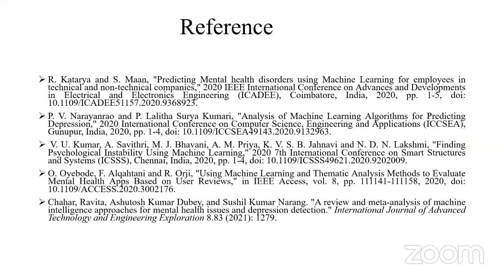Here are some references of our paper. Predicting mental health disorder using machine learning for employees in technical and non-technical companies, and analysis of machine learning algorithms for predicting depression, and finding psychological instability using machine learning 2022, and a review and meta-analysis of machine learning intelligence across mental health issues and depression.